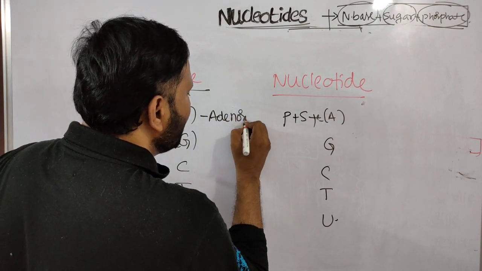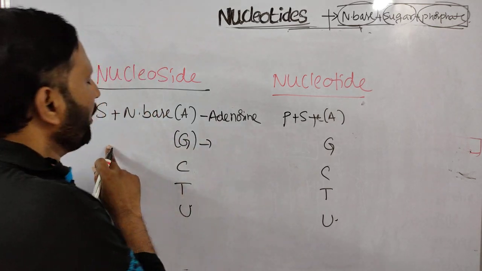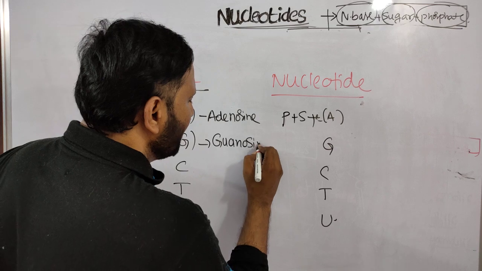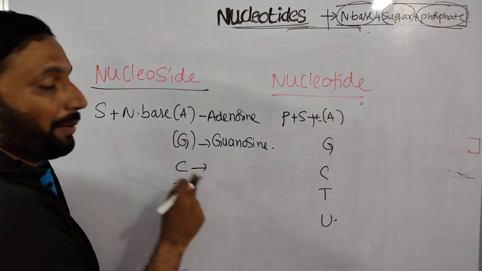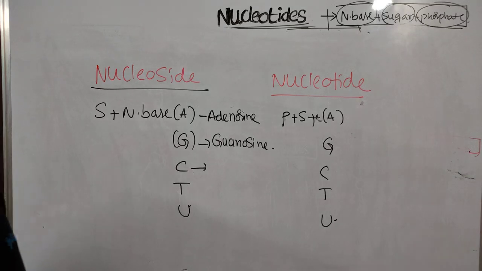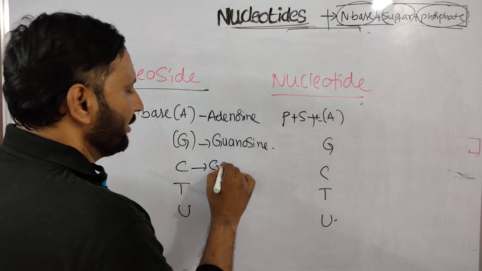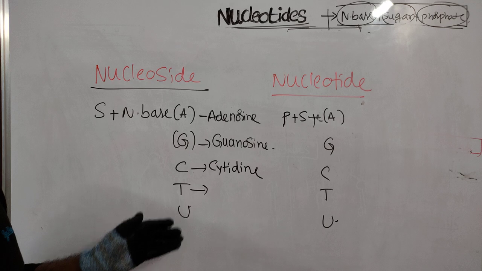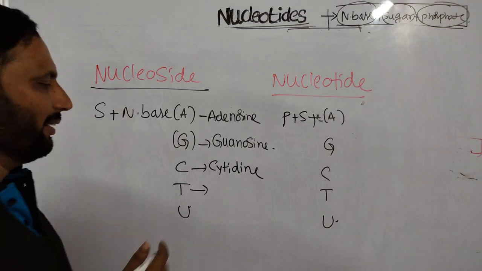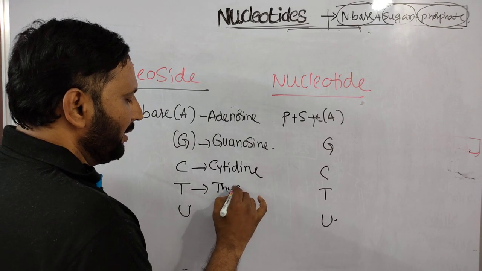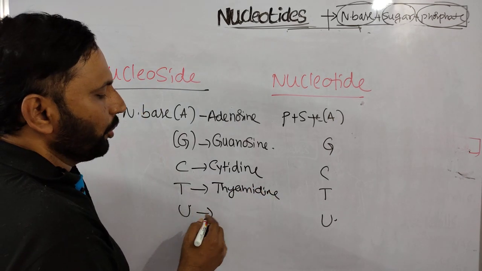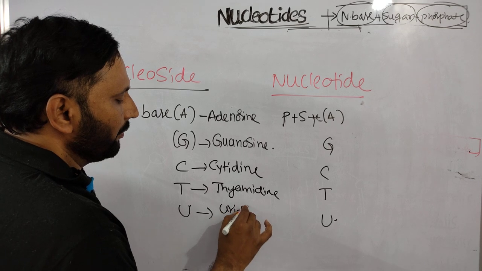This is called adenosine. Sugar plus guanine is called guanosine. Sugar plus cytosine is called cytidine. Sugar plus thymine is called thymidine. Sugar plus uracil is called uridine.